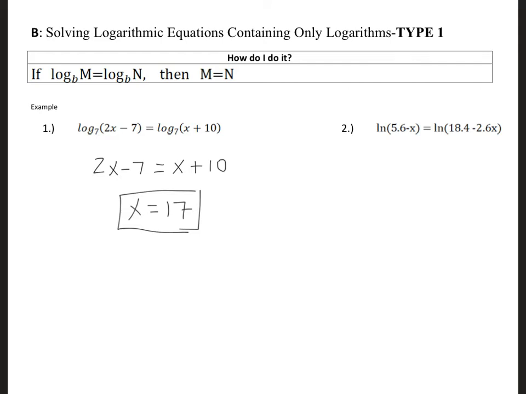So the next one, the logarithm is the same on both sides. So I have 5.6 minus x is equal to 18.4 minus 2.6x. And then I can subtract 5.6 from both sides.